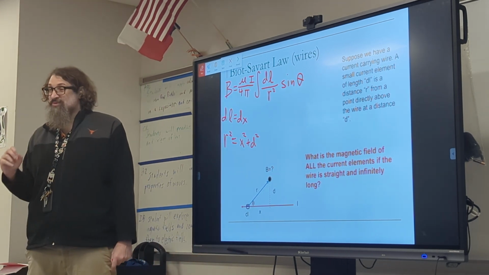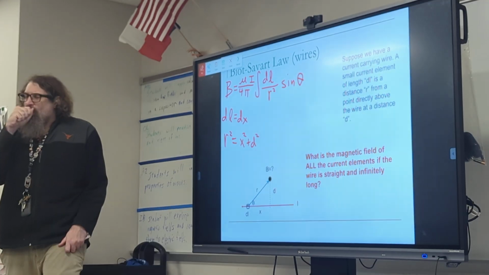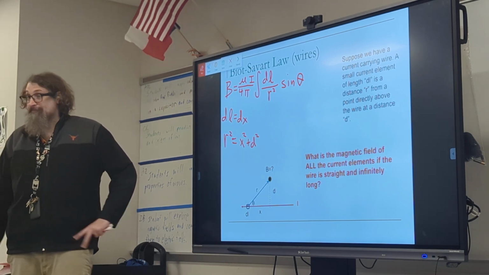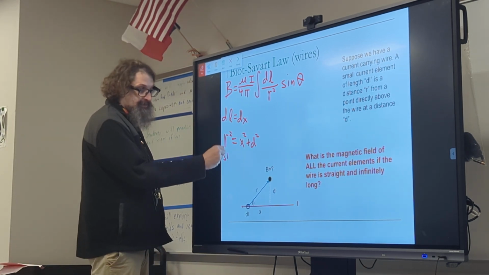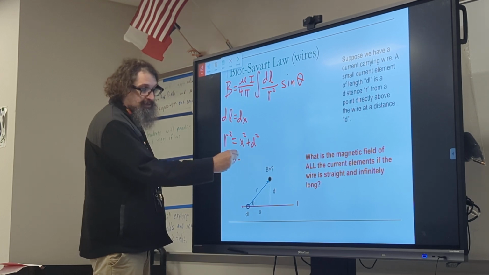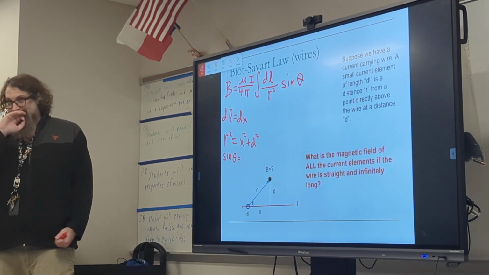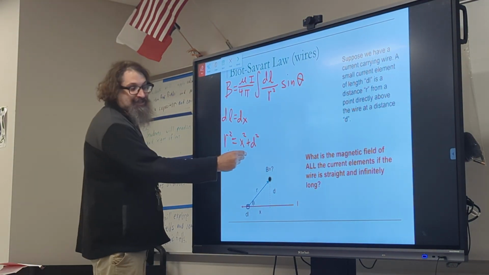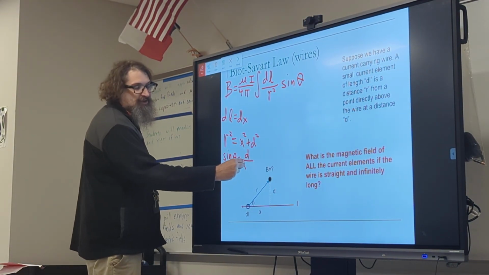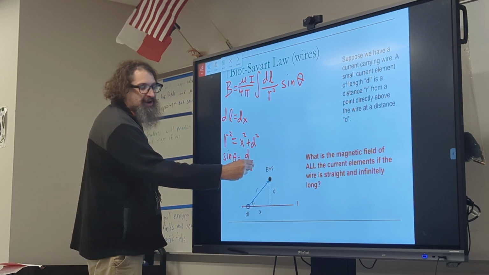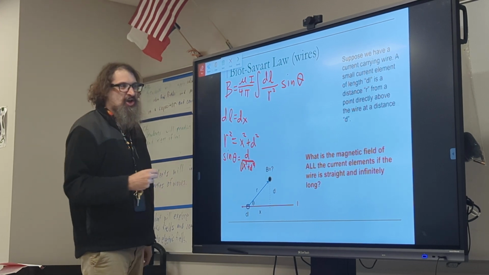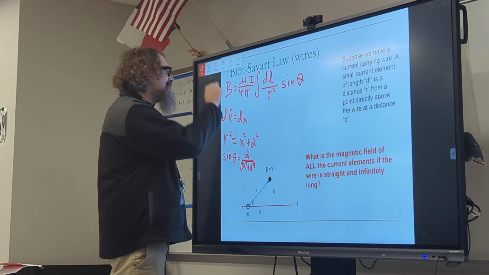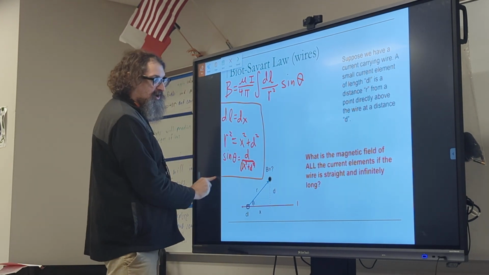The last thing we have is sine theta. Oh, d over r. Right? So our sine theta has to equal d over the square root of x squared plus d squared. Oh no, guys. That means, I'm going to block all these off.